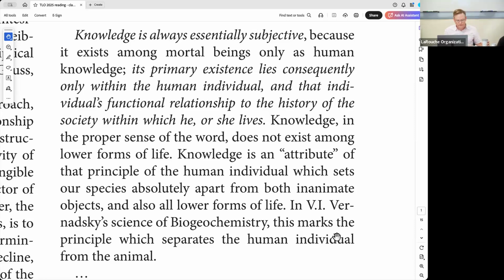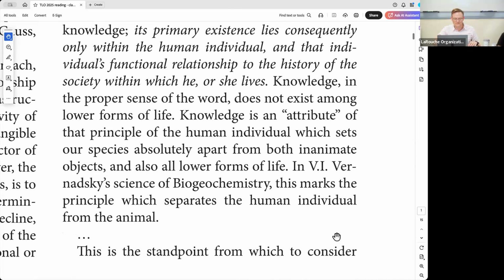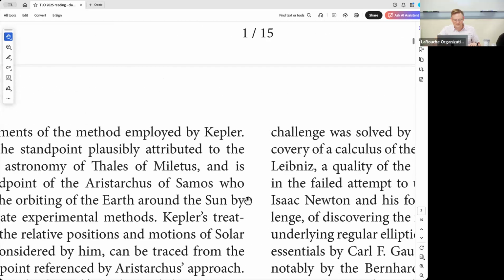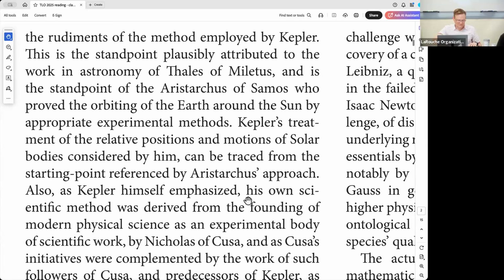Knowledge is an attribute of that principle of the human individual which sets our species absolutely apart from both inanimate objects and also all lower forms of life. In V.I. Vernadsky's Science of Biogeochemistry, this marks the principle which separates the human individual from the animal. This is the standpoint from which to consider the rudiments of the method employed by Kepler.